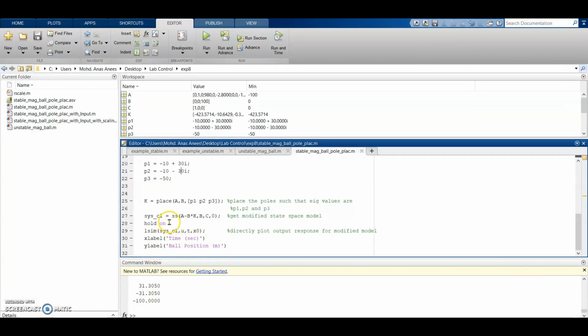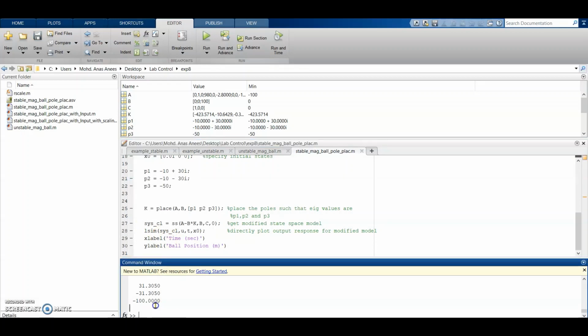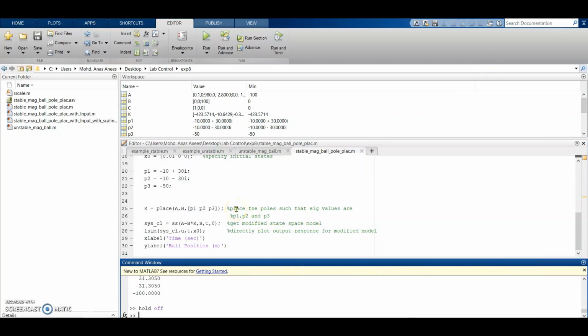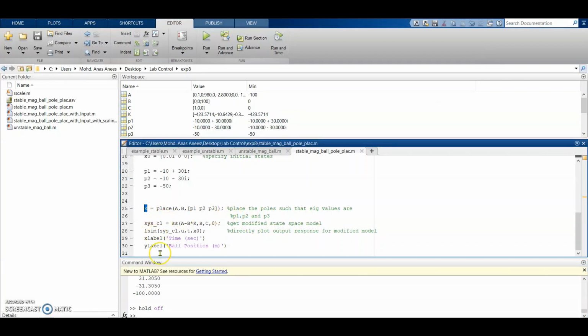Now we are using the hold off command because now we do not want to keep on plotting on the same plot. Okay, one more thing which we have to discuss is that we need to find the value of k for each pole location. So let us start with the original one. Let us start with minus 10 plus 10i and minus 10 minus 10i and see the value of k. So I am removing this semicolon so that I can see the value of k, and then I am running it.